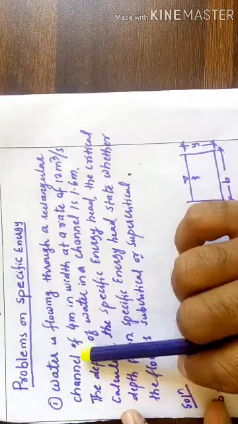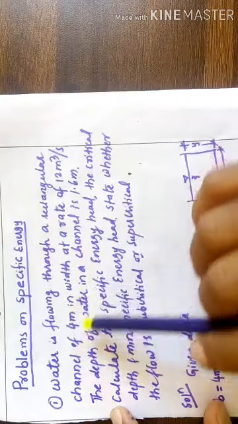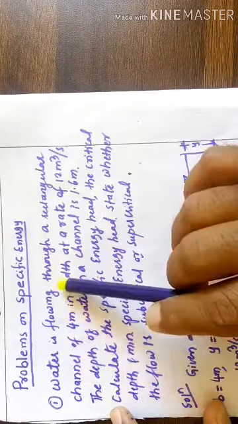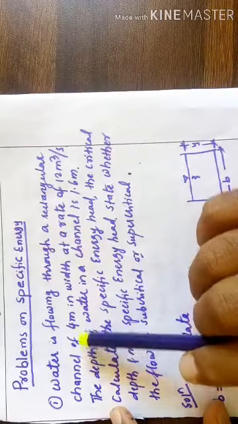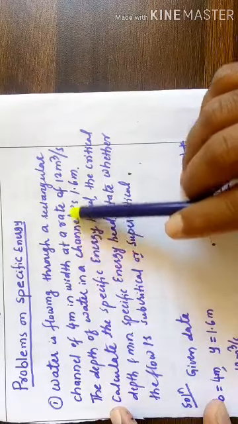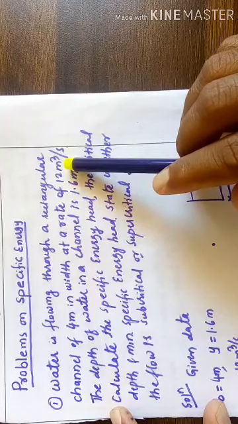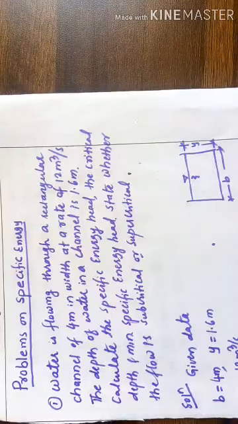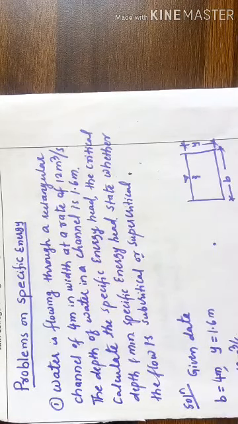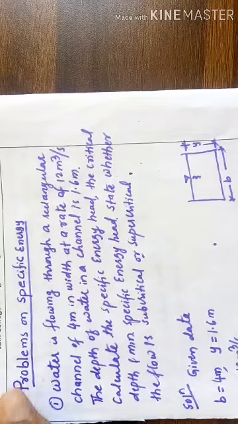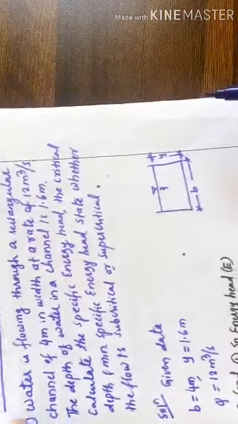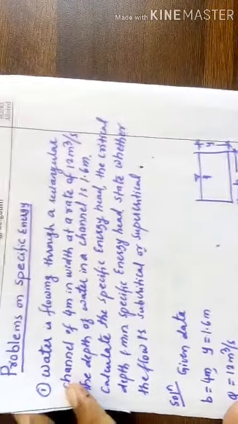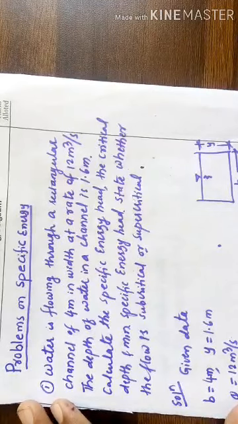So this is the first problem I'm solving here. Water is flowing through a rectangular channel of 4 meter width at a rate of 12 meter cube per second. The depth of water in the channel is 1.6 meter. Calculate the specific energy head, critical depth, and minimum specific energy head. State whether the flow is subcritical or supercritical.